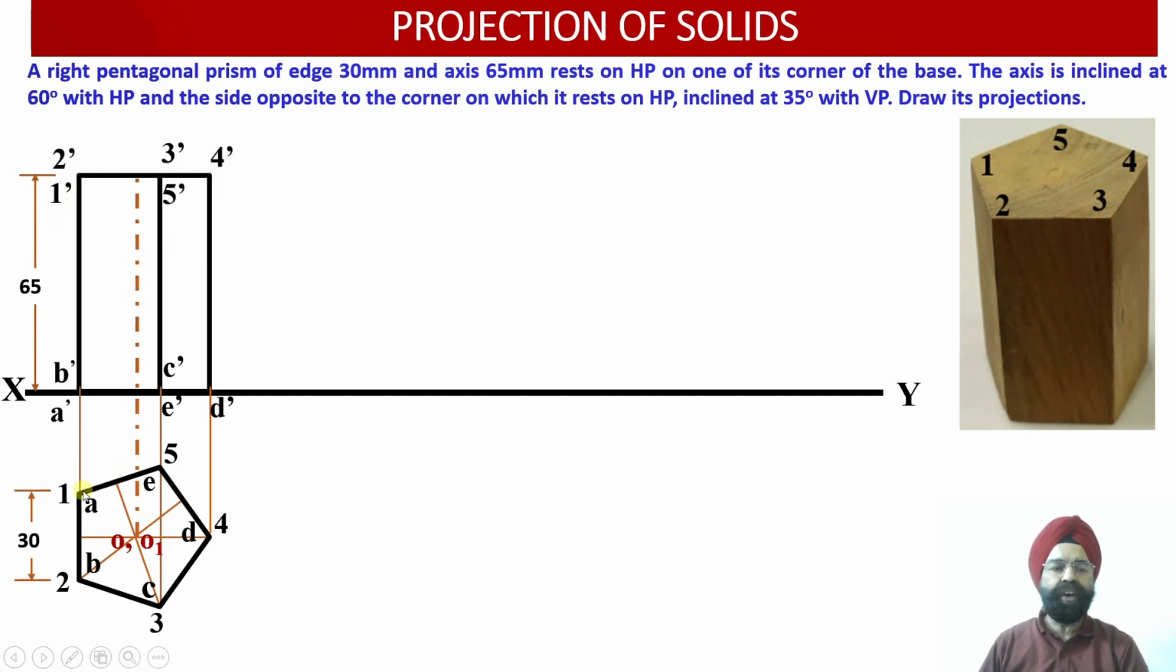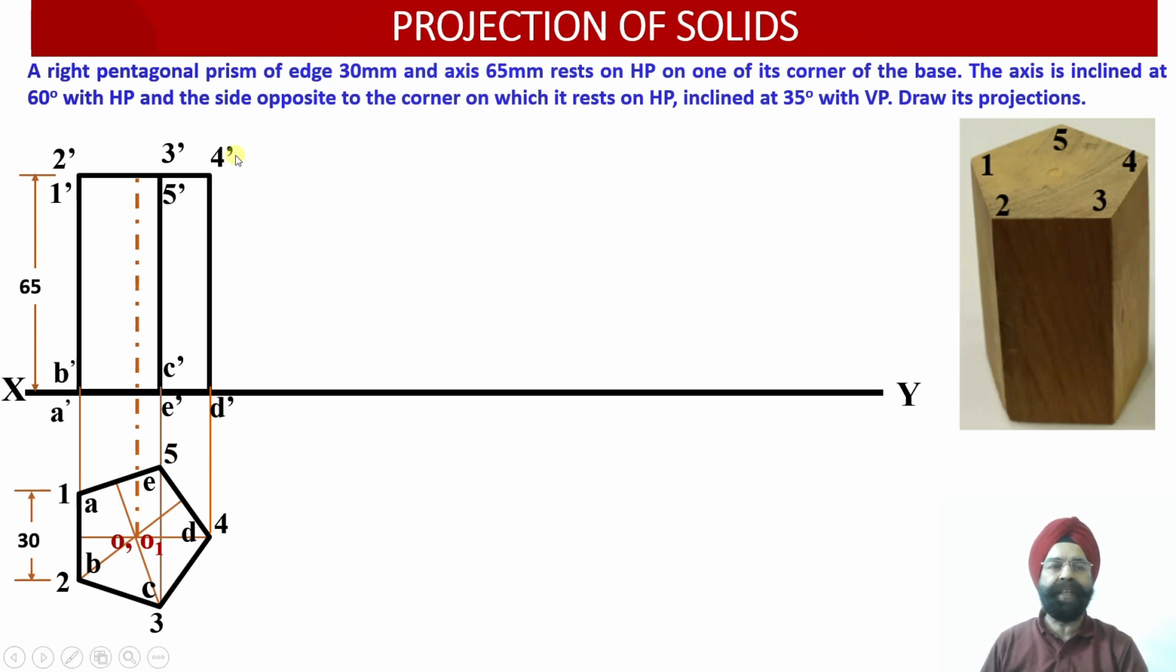Here we can see corresponding to the top face points, 2 and 1 will be projected as 2 dash and 1 dash. Points 3 and 5 will also be overlapping, so we are going to obtain 3 dash and 5 dash at the top face. And finally, corresponding to point 4, we are going to obtain point 4 dash at the top face of this pentagonal prism.